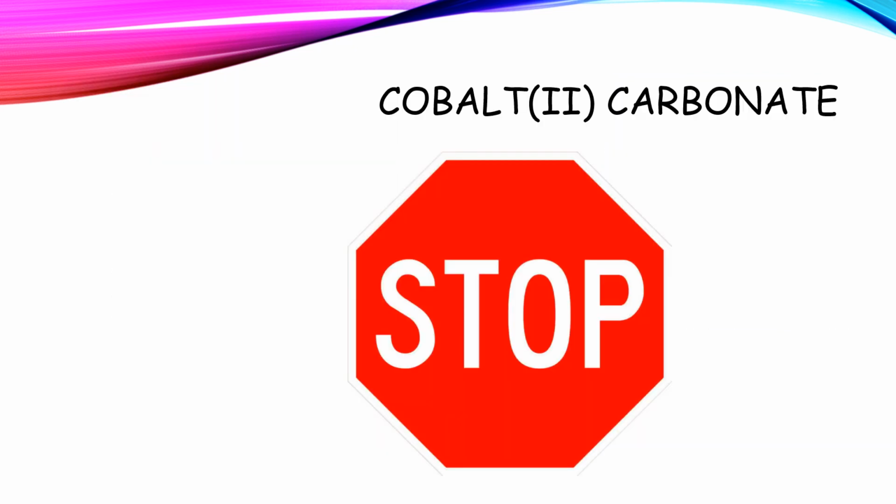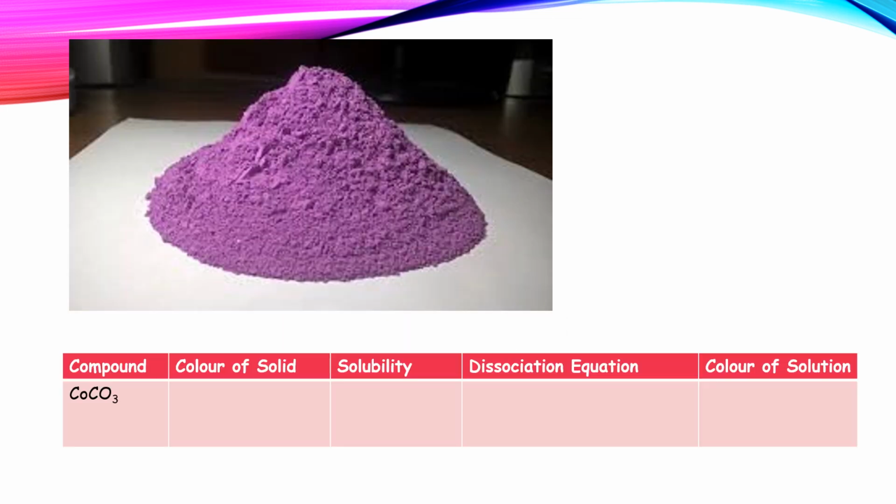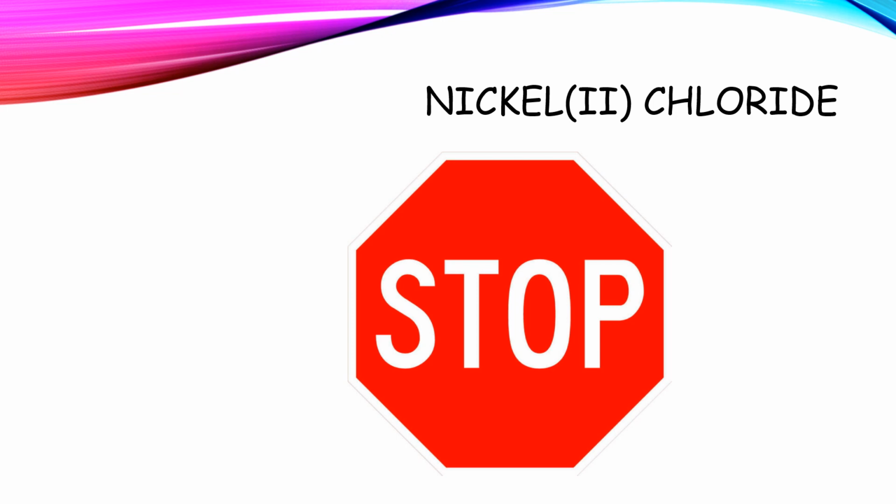Let's look at the next example. You are going to look at copper 2 carbonate. I need you to stop the video and find out the required information. So, copper 2 carbonate, colour of the solid is pink. It is insoluble in water, so it has no dissociation equation and it has no coloured solution because it doesn't dissolve. Next one you're going to find out is nickel 2 chloride.